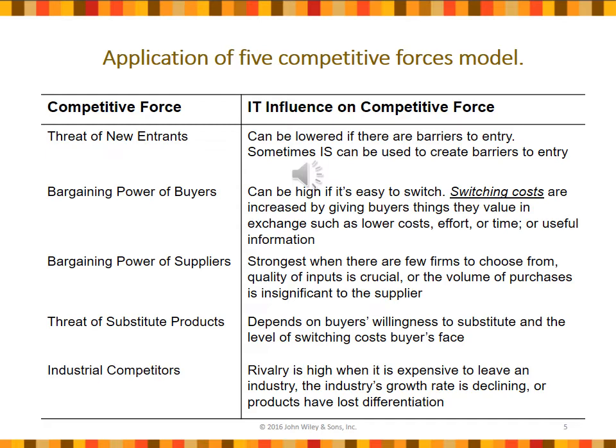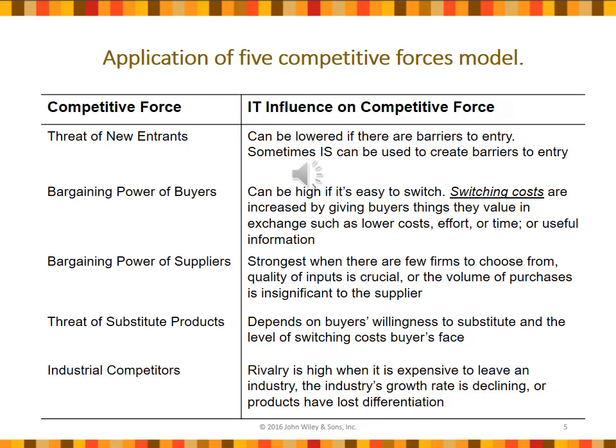Bargaining power of suppliers is strongest when there are few firms to choose from. So if you have one source, one supplier, you will suffer a lot. So how can we also use the technology to help us find different sources of material and minimize the potential effect of suppliers?